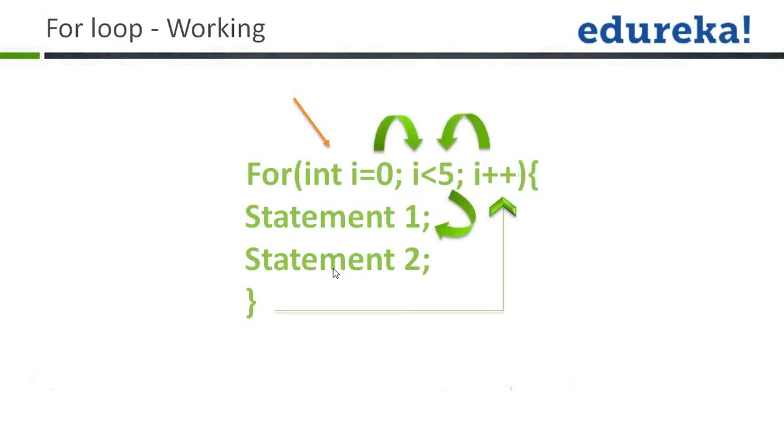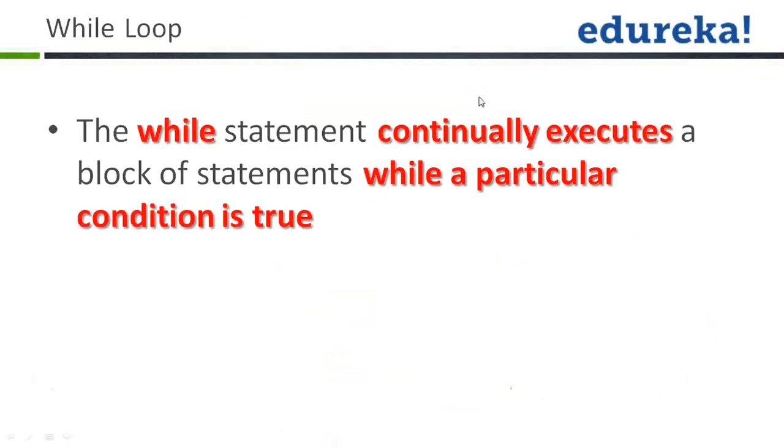And it won't execute these statements that time. Moving on, I come to a while loop. The while statement continually executes a block of statements while a particular condition is true. Similarly, as in a for loop, it will keep on executing the statements again and again till the condition is false, right?